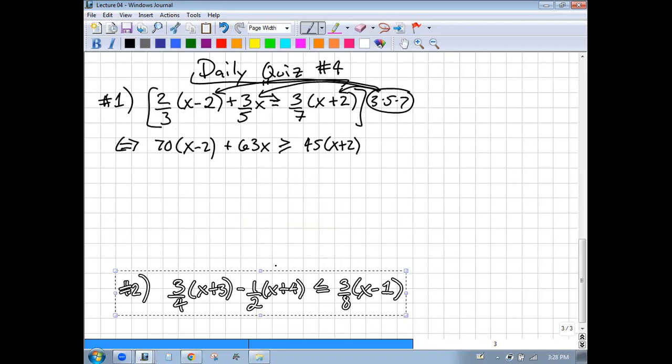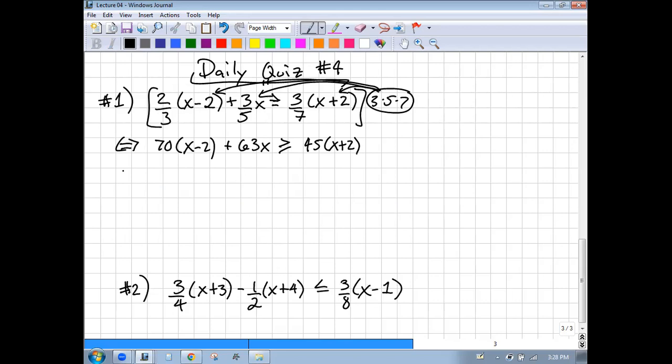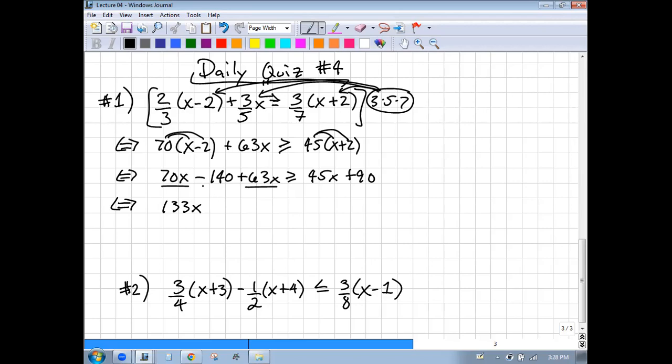Now it's just a matter of simplifying. Let's get rid of these parentheses so we can collect like terms. 70 times x is 70x, and 70 times 2 is 140. 45 times x is 45x, and 45 times 2 is 90. Now let's collect our like terms. We got x's and x's. 70 and 63 is what, 133? Is that right? And then we still have this minus 140.